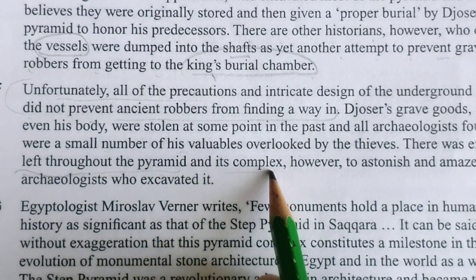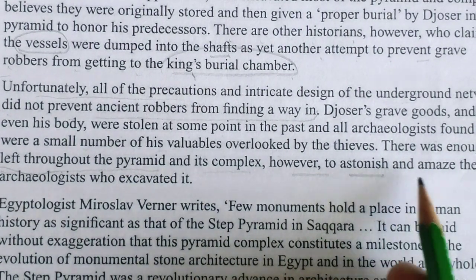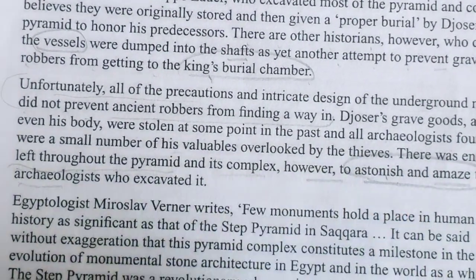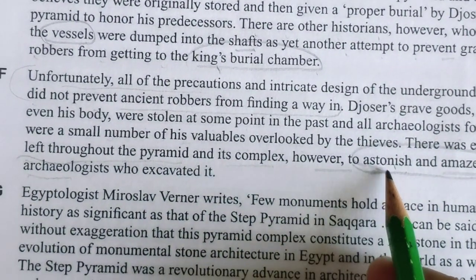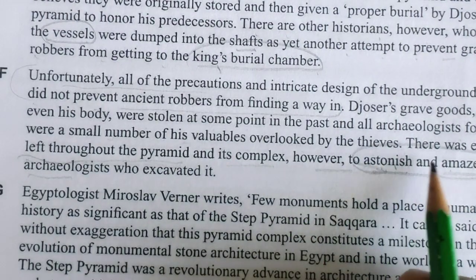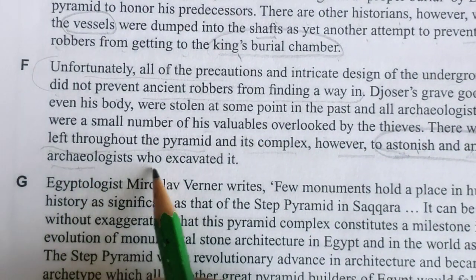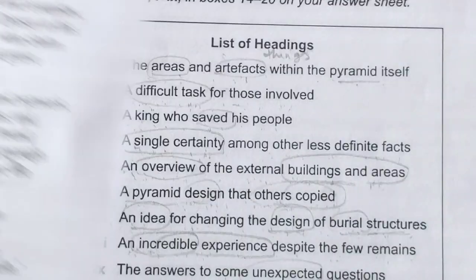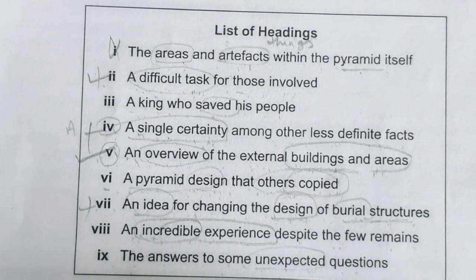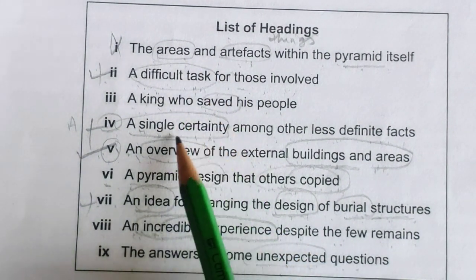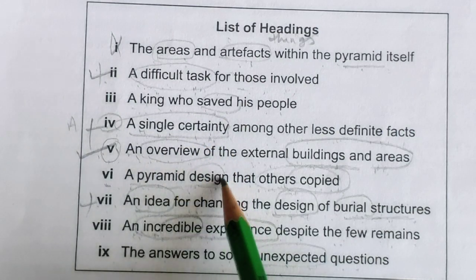the pyramid and its complex. However, to astonish and amaze. So astonish means surprising, and amaze means amazing. To astonish and amaze the archaeologists who excavated. So let's read the options. So here it was given, okay, king, no, king is there.